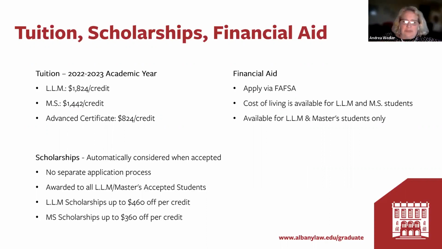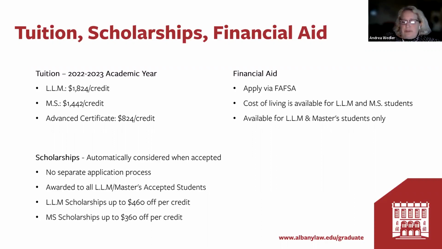Sure. As far as scholarships go, that will be included in your admissions offer. So you can see the gross tuition amounts at the top there, and then down at the bottom, you'll see the per credit amount that we offer in scholarships for each program. If you're looking to use federal financial aid, you'll want to apply through the FAFSA. That's the starting point for everything.